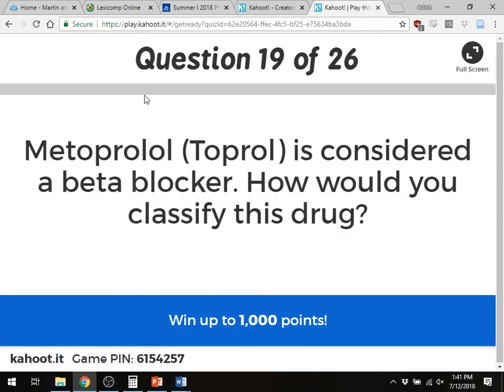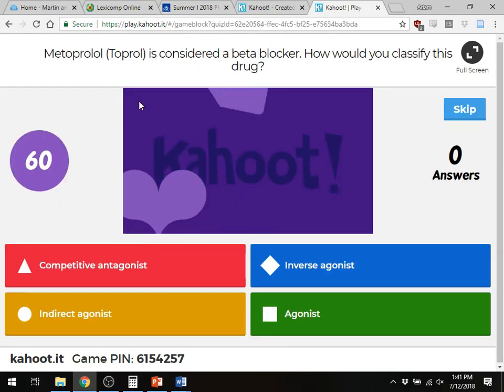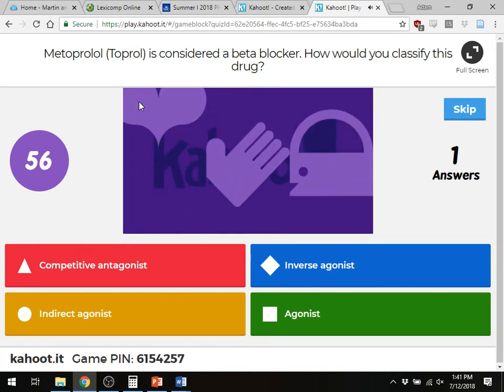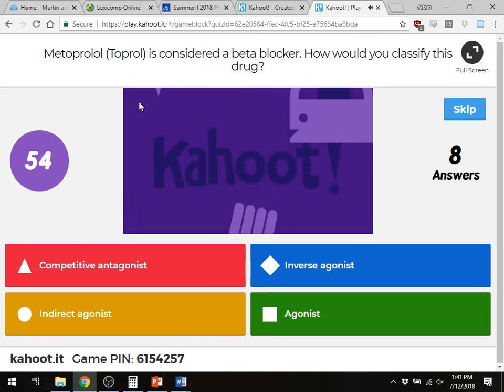All right. Metoprolol, or Toprol as a brand name, is considered a beta blocker. How would you classify this drug? Would it be a competitive antagonist, an indirect agonist, an inverse agonist, or an agonist? The beta blocker.